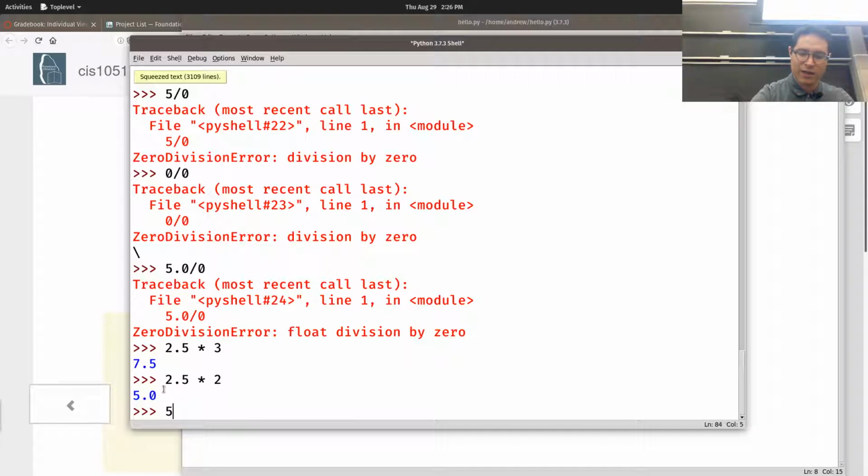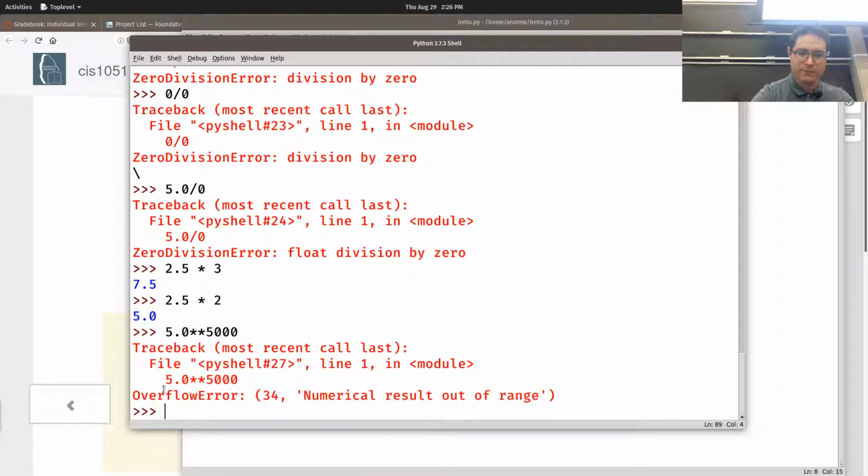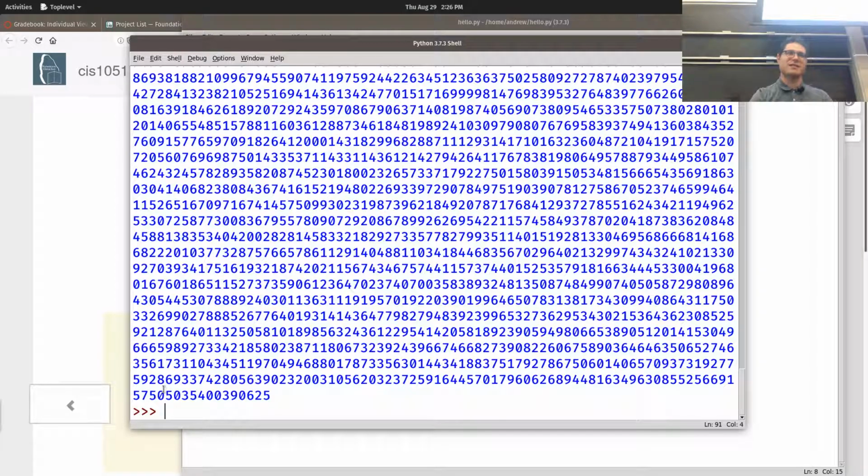So let's go ahead and say 5.0 raised to the 5,000th power. Overflow. So that matters for that. Interesting. It looks like things, though, are reversed in Python compared to other languages. This is because floating point numbers have this standard, an IEEE standard. It's like 931 or something like that. 951.